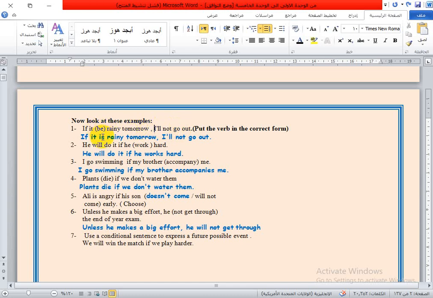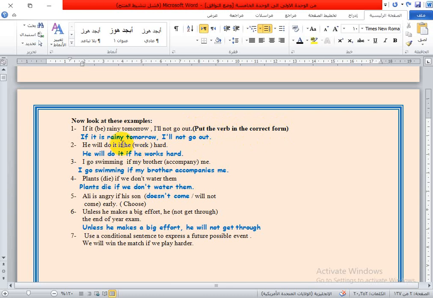Be becomes is because the present form of be is. Another example: he will do it if he work hard. Here we have work between two brackets. The question will be: put the verb in the correct form.